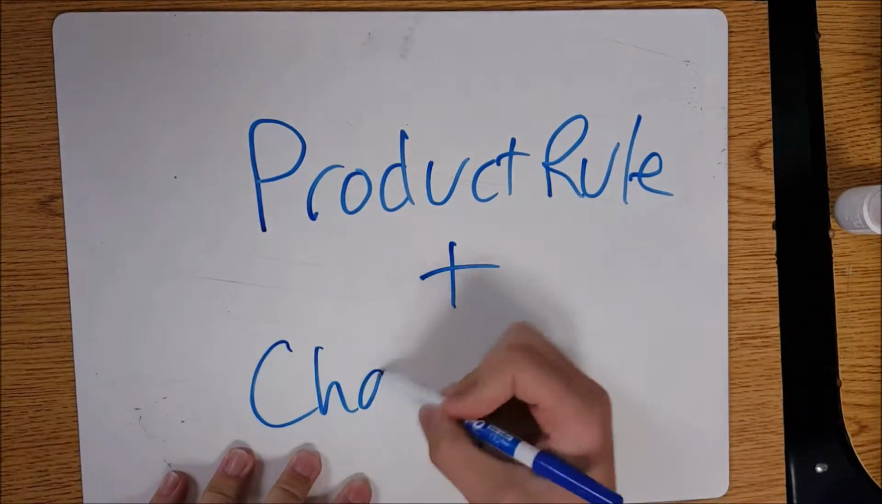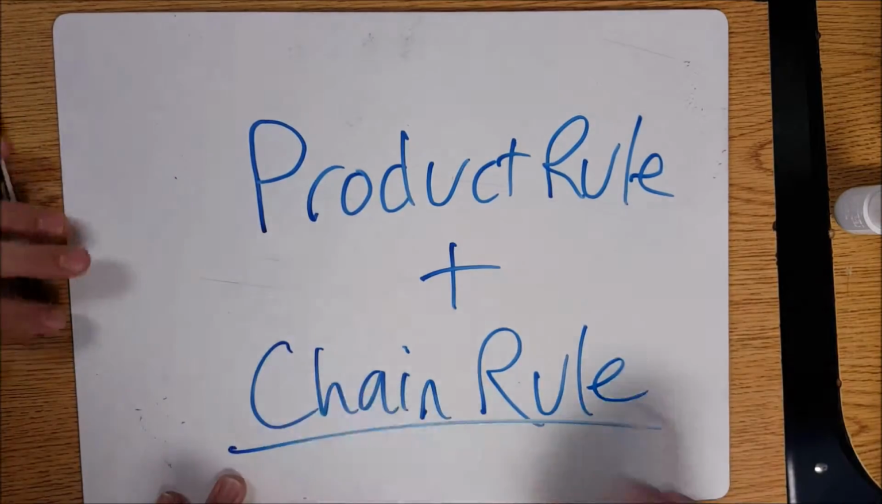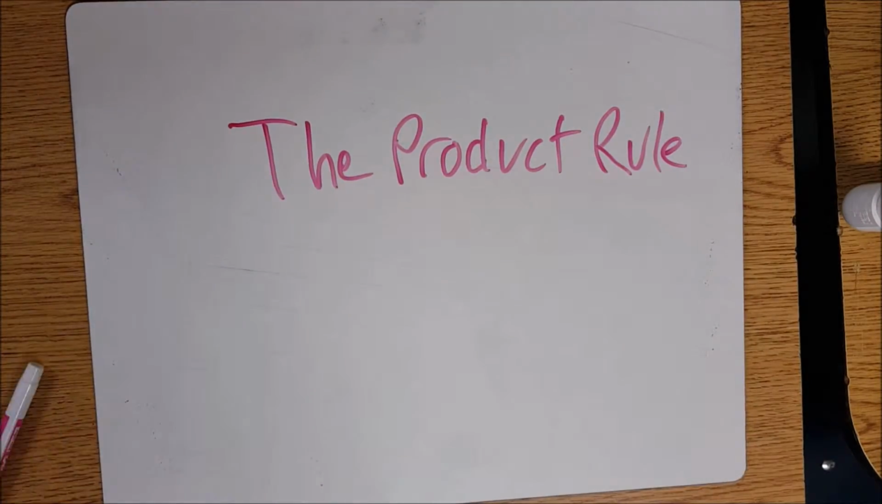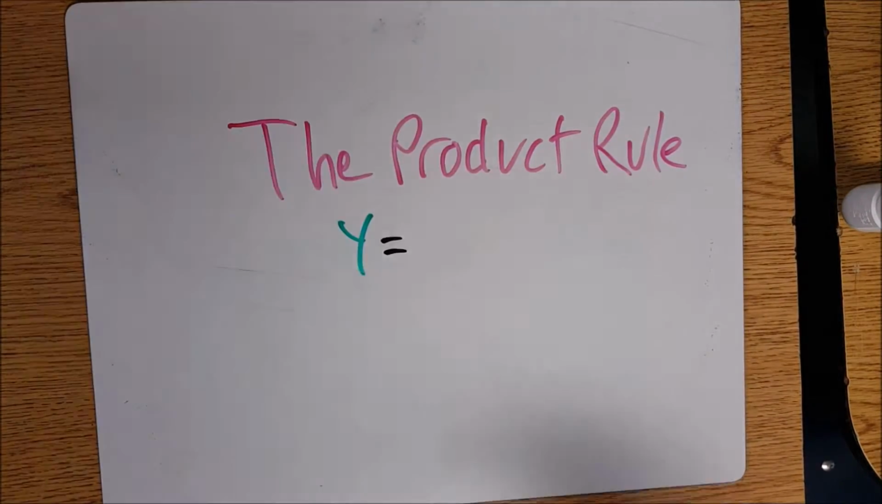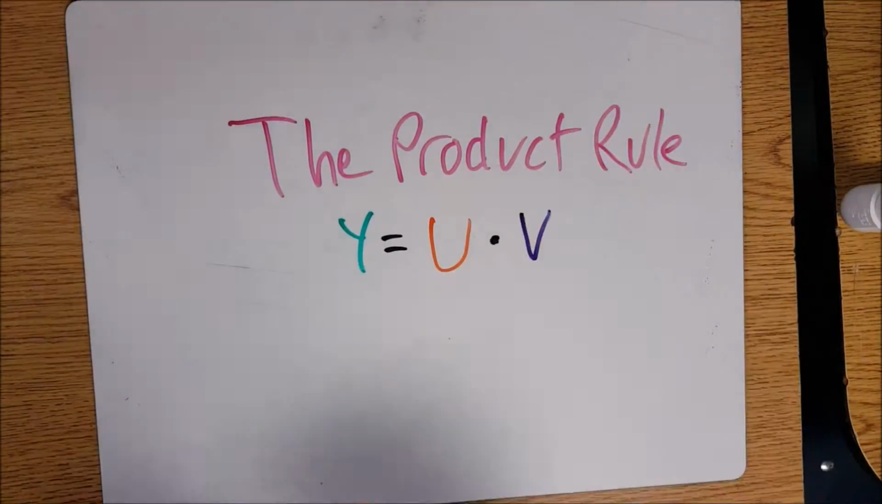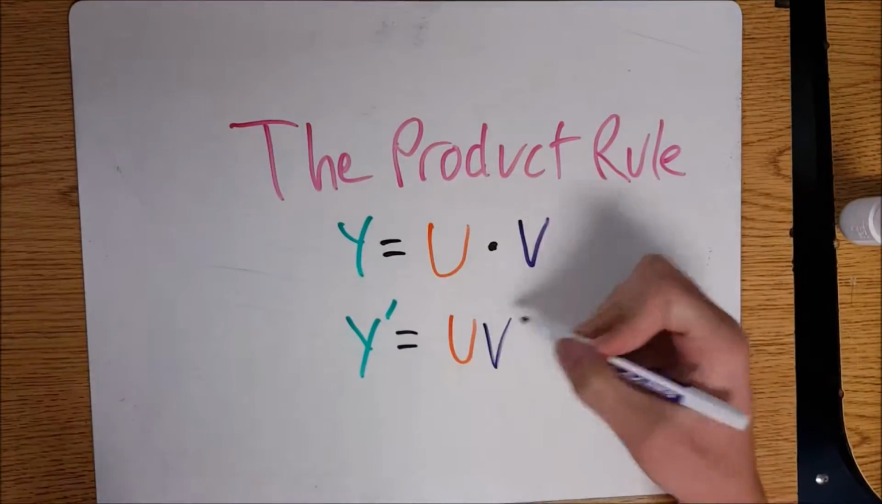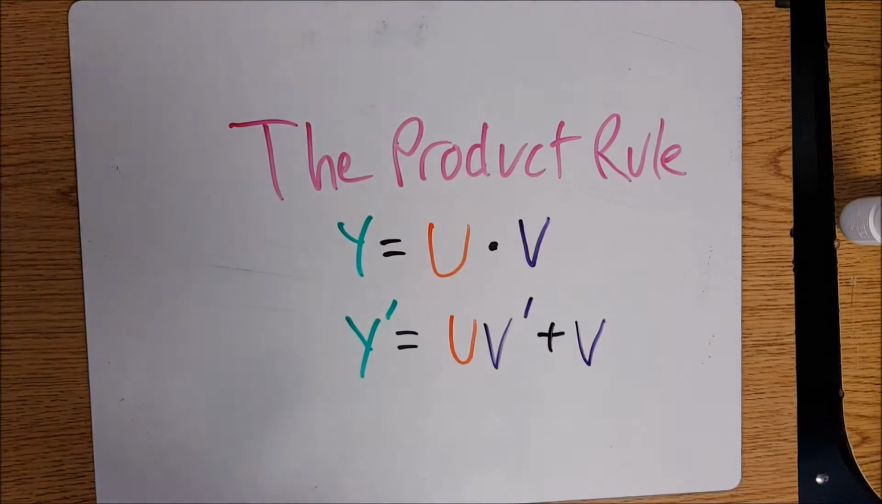We are here to teach you how to incorporate the chain rule inside of the product rule. The product rule is used to find the derivative when two terms are being multiplied together. The first term is multiplied by the derivative of the second term. This is added to the second term multiplied by the derivative of the first term.